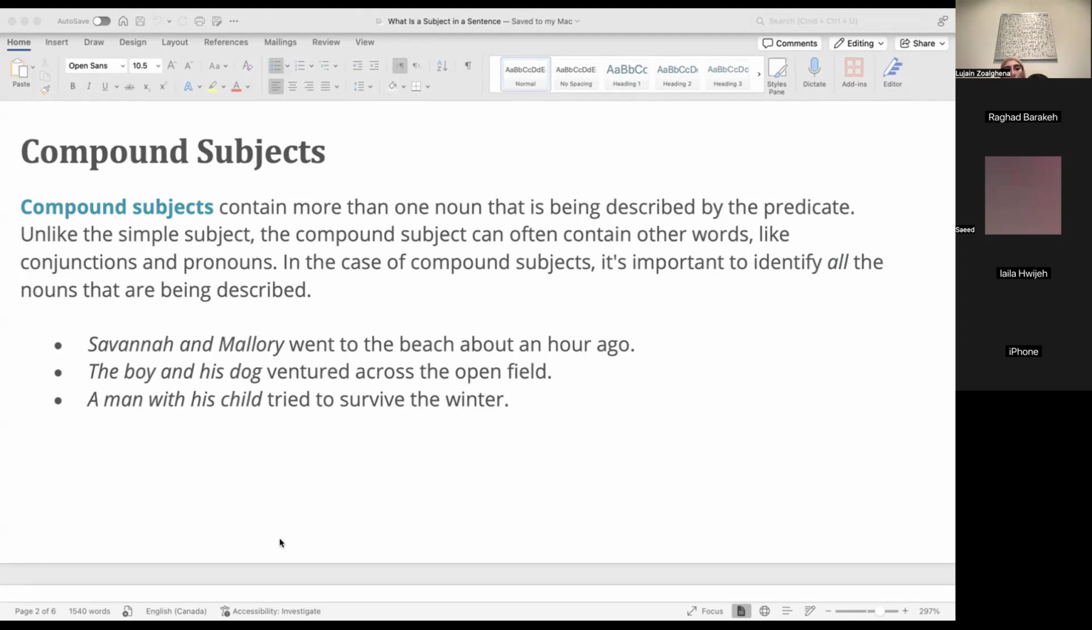Shall I read the examples? Please do. Savannah and Mallory went to the beach about an hour ago. The boy and his dog ventured across the open field. A man with his child tried to survive the winter. So over here, we have compound subjects. How many nouns does a compound subject have? More than one. For example, the boy and his dog is a compound subject. A man with his child, Savannah and Mallory, they both went to the beach. So we have a compound subject over here.